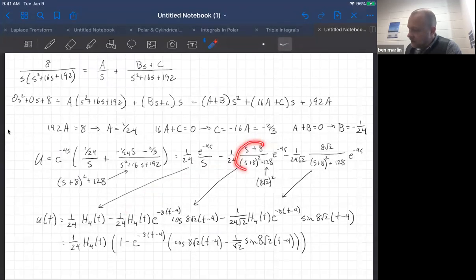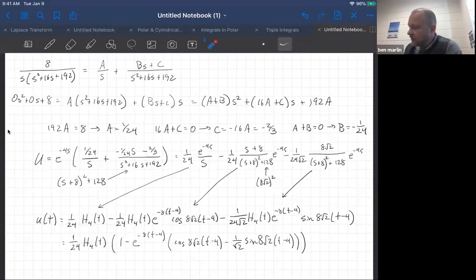This mess here is the Laplace transform of e to the minus 8t cosine 8 root 2t, okay? And then the t minus 4 has to do with, in the table, if you've got a unit step function that has a certain value it turns on at, then you have to replace t with t minus that value in the part where you're inverse Laplace transforming it, okay?